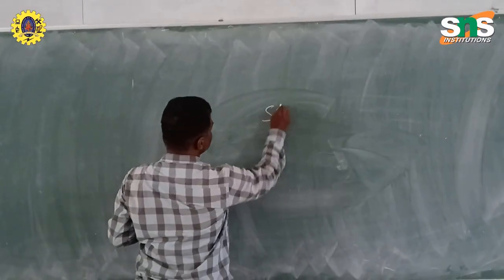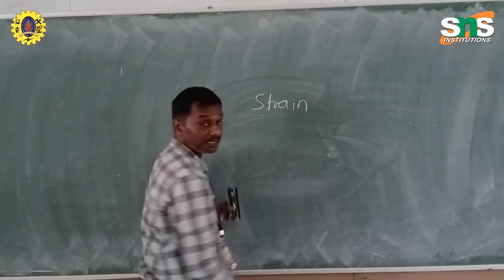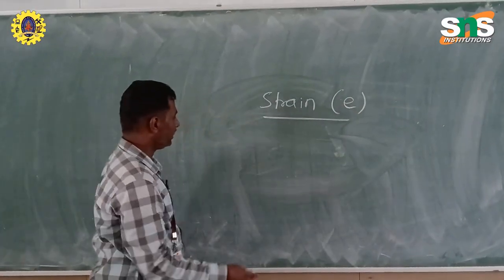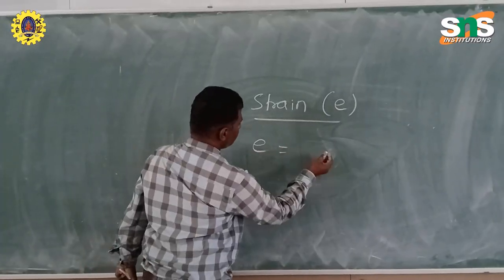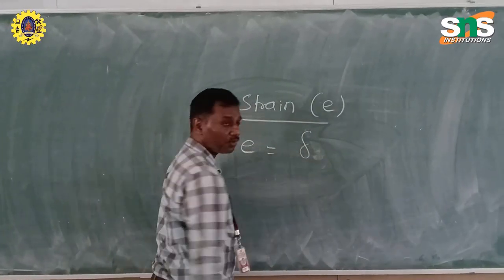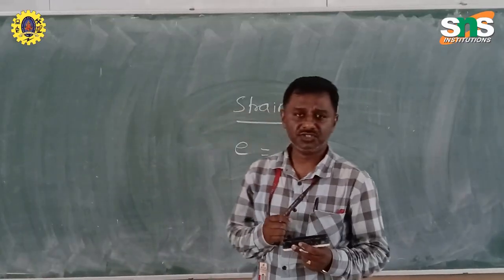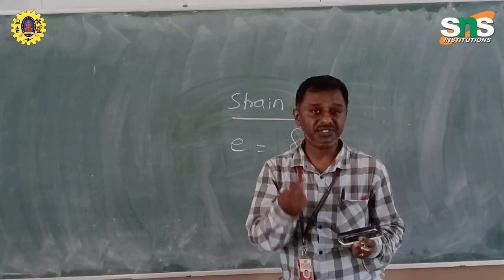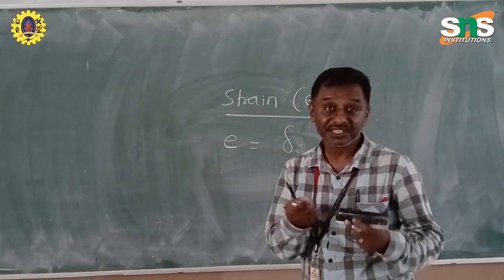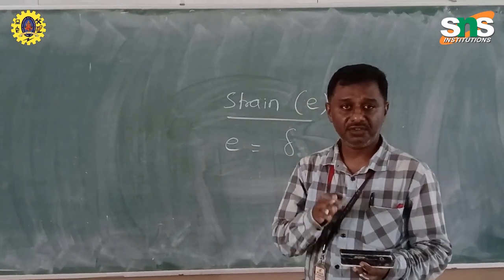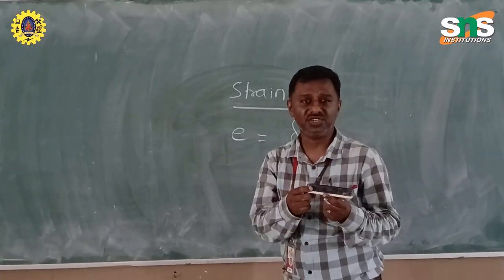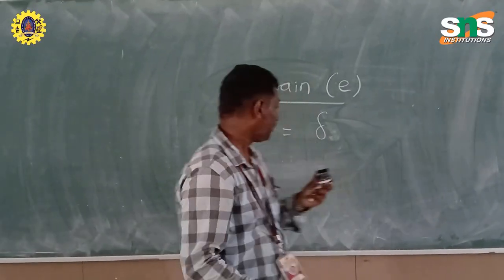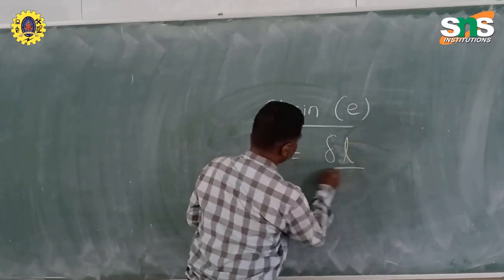Another terminology is strain, which is represented by the letter small e. Here the strain is nothing but the change in dimension to the original dimension. Generally, this strain is called simple strain or longitudinal strain, otherwise called linear strain. We are focusing the measurement as length, so we use the change in length to the original length.